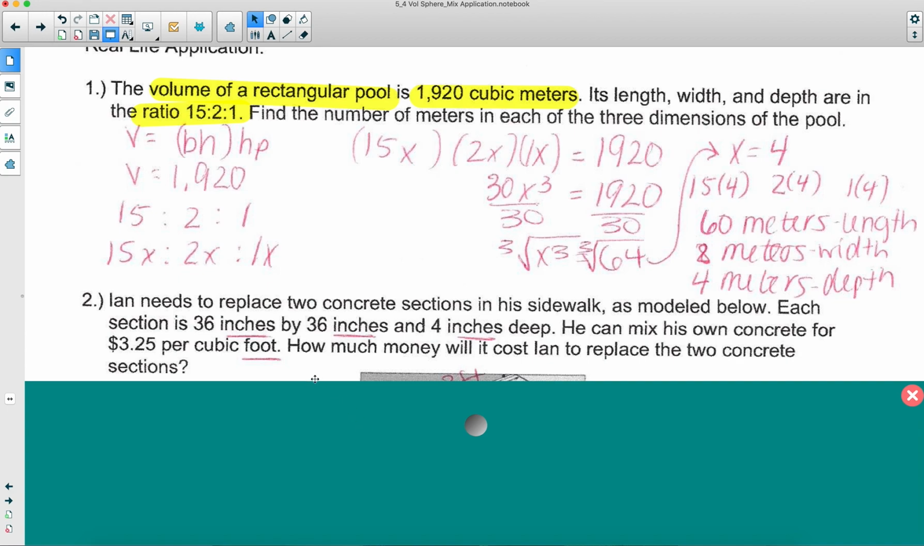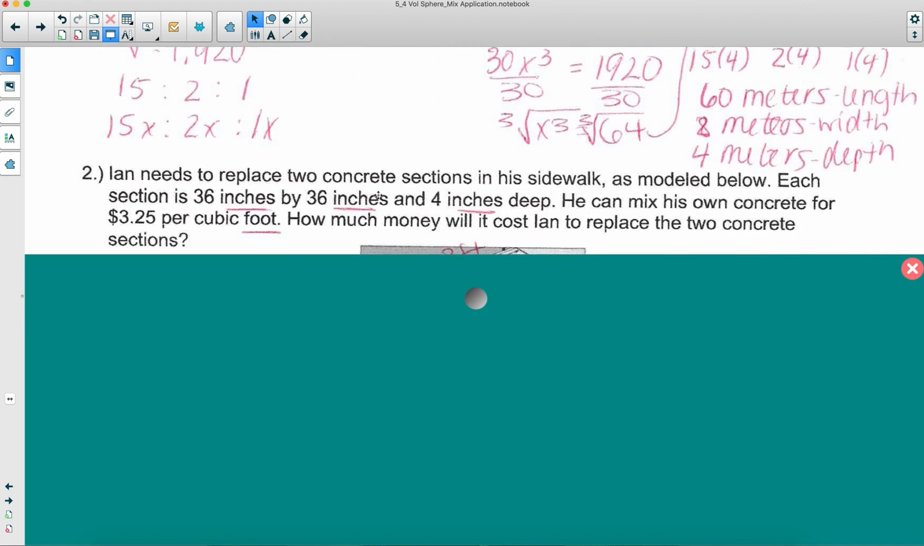Sorry. Okay, so number 2. Ian needs to replace 2 concrete sections in his sidewalk as modeled below. Each section is 36 inches by 36 inches and 4 inches deep. He can mix his own concrete for $3.25 per cubic foot. How much money will it cost Ian to replace the 2 concrete sections?